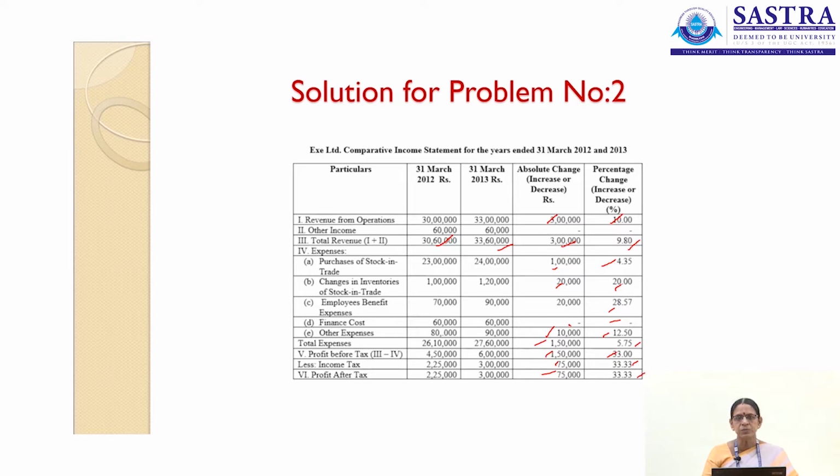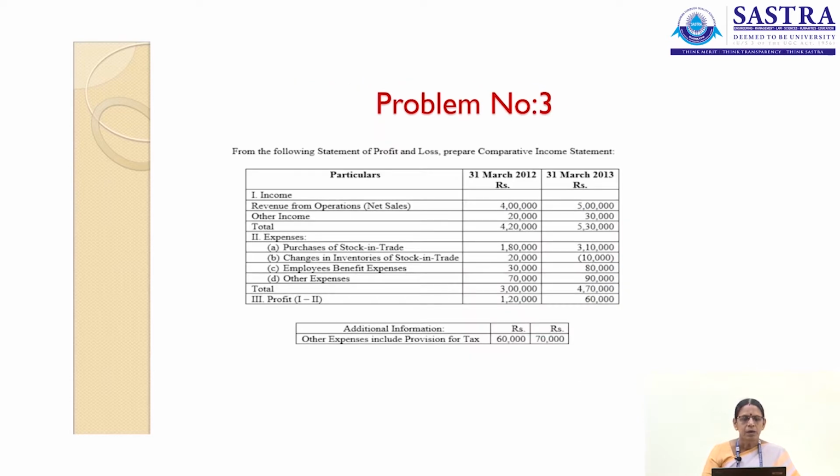As this taxation percentage is 50%, these two items are coming in the same figure. Suppose it goes to 40%, then the items will change. We shall pass on to the third problem.